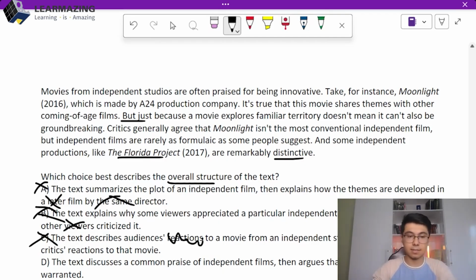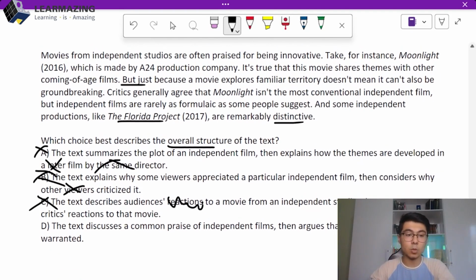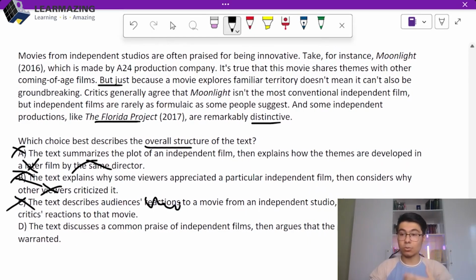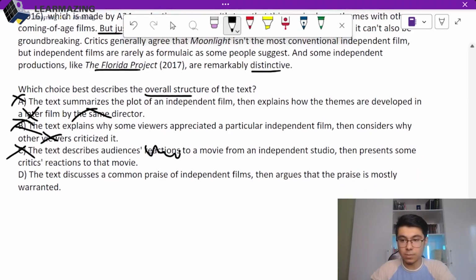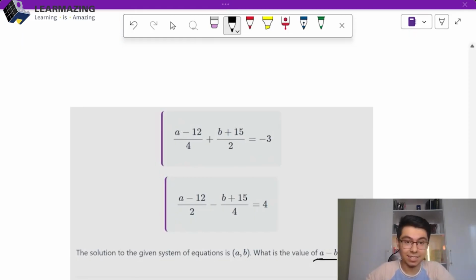Choice D, the text discusses a common praise of independent films, then argues that the praise is mostly warranted. Well, choice D is the correct answer because the reading passage discusses a very common phrase of independent films being innovative, and then it talks about that this phrase is generally deserved, although some films might share familiar elements. So that's why D is right. So now let's move on to the next SAT question.